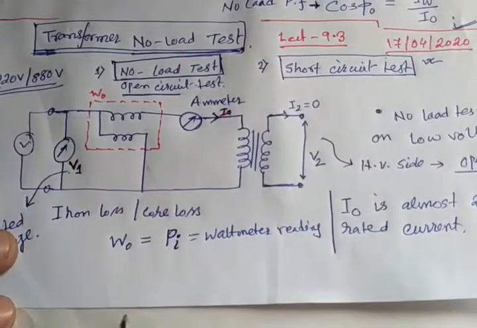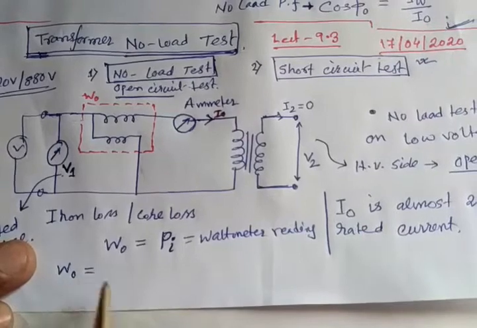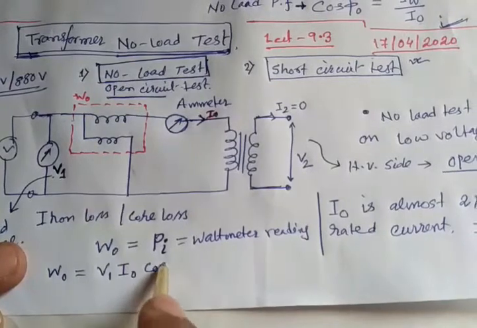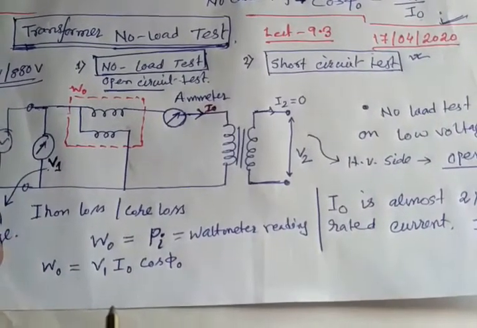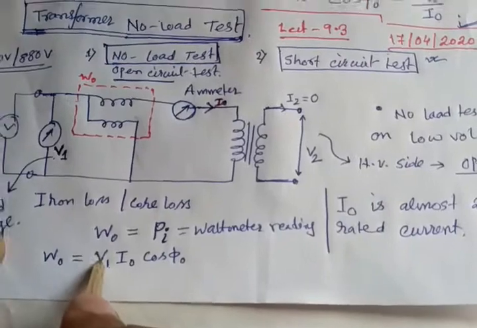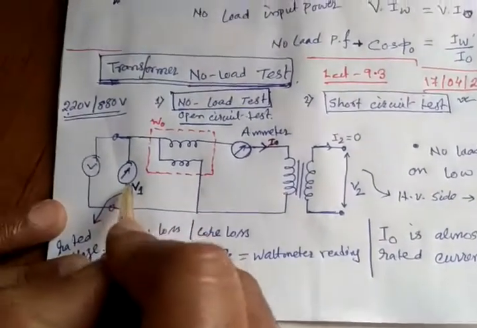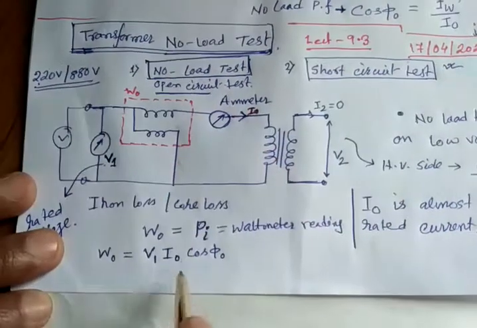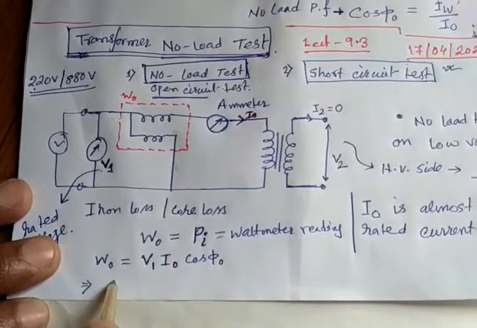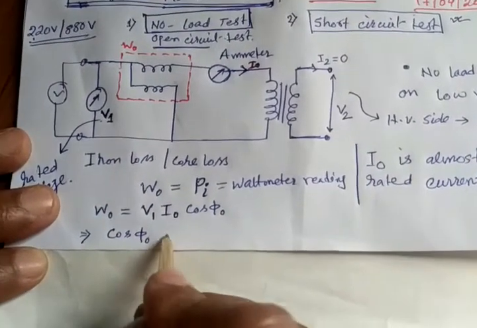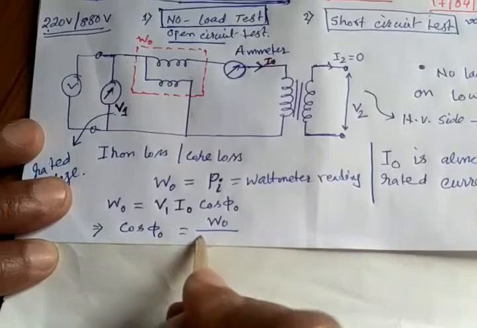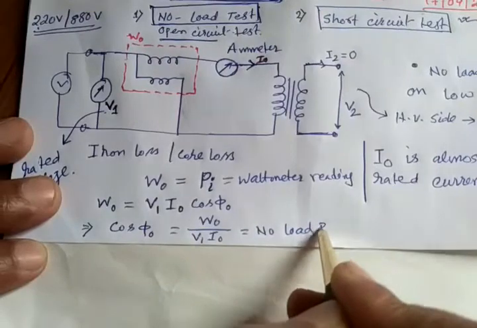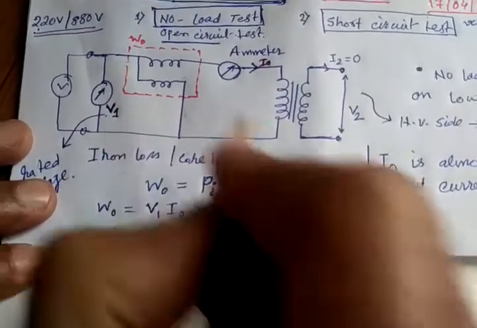Similarly, W0 is nothing but V1 into I0 cos phi, that is, cos phi 0. We get V1 from the voltmeter, and I0, the no-load current drawn, from the ammeter. W0 we also know. So from there we can easily determine the value of cos phi 0. That will be W0 divided by V1 into I0. This is the no-load power factor, which can also be determined from this test.